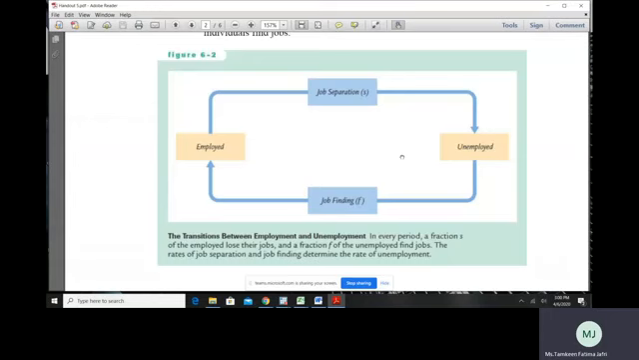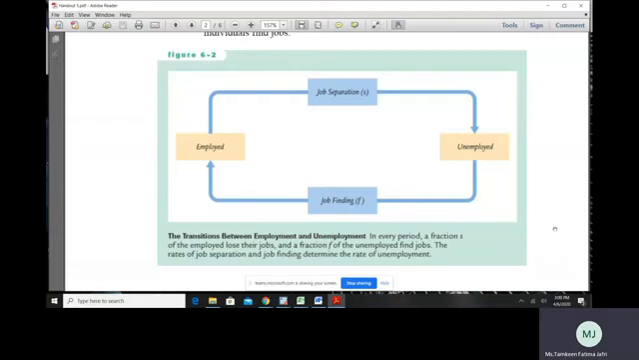Some of the people may be in the process of being separated from their jobs, whereas there may be another set of people who are in the process of finding jobs. So some unemployment will always persist in the economy, which we call the natural rate of unemployment. Now, if I ask you, what is the equilibrium unemployment rate in the economy? Equilibrium means, what's the balanced unemployment rate in the economy?